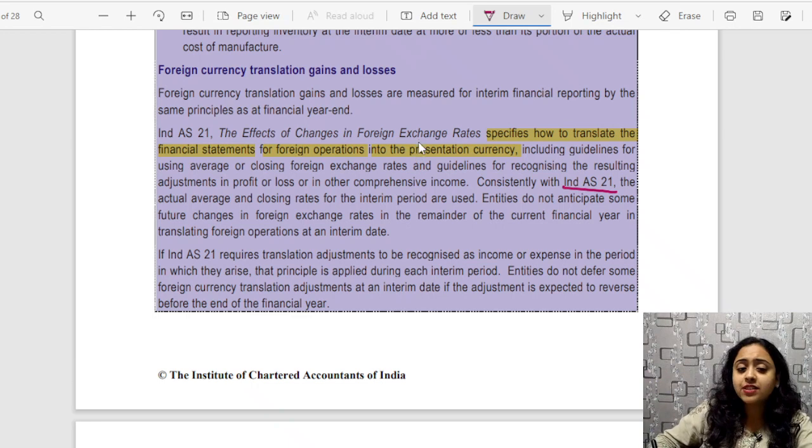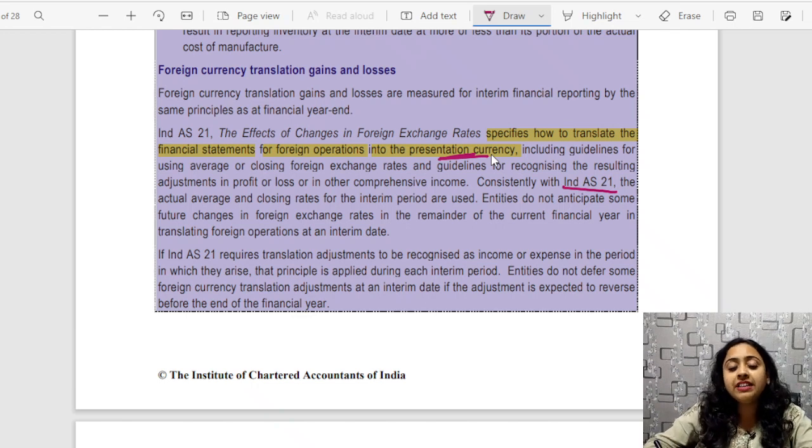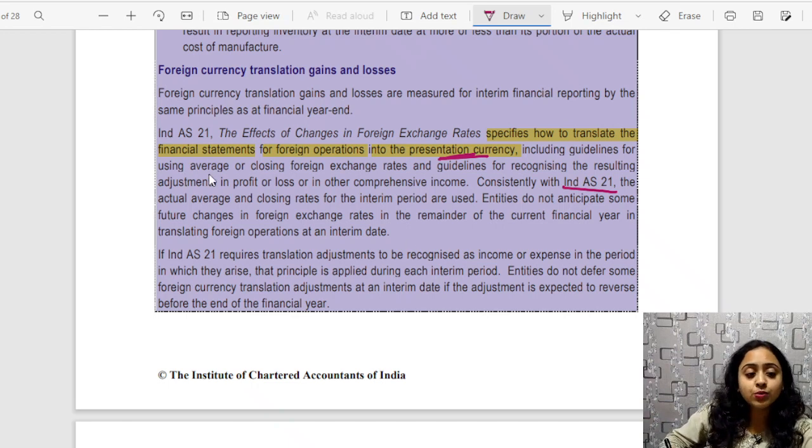The effect of changes in foreign exchange rates specifies how to translate the financial statements for foreign operations into the presentation currency. Presentation currency means the currency of the country in which it is being reported. If we talk about India, if you are doing reporting for the Indian government, as an Indian company, then the presentation currency is the reporting currency, which is rupees. Including guidelines for using average or closing. Average is taken for income and expenses, closing rate is taken for liabilities and assets.